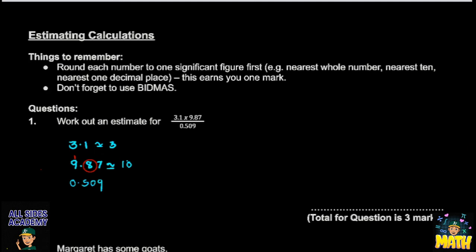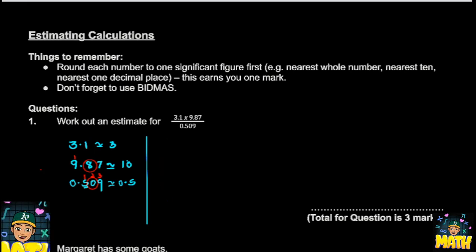0.509: significant figures will always start after the first number, so the zeros on your left are not counted. The first number after any 0 on your left is the first significant figure. So there we have 5 as the first one, then 0 and 9. So 0 will not round the 5 up. That's why we have 0.5.